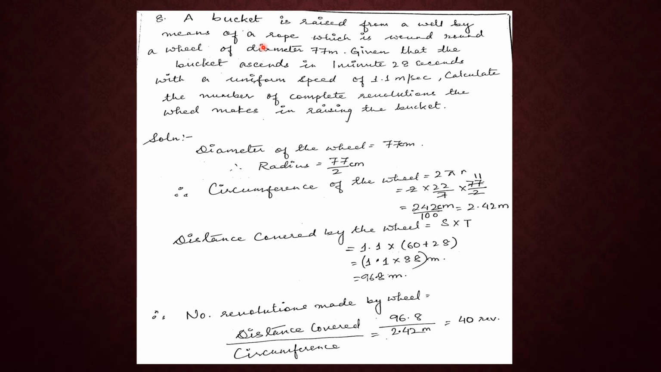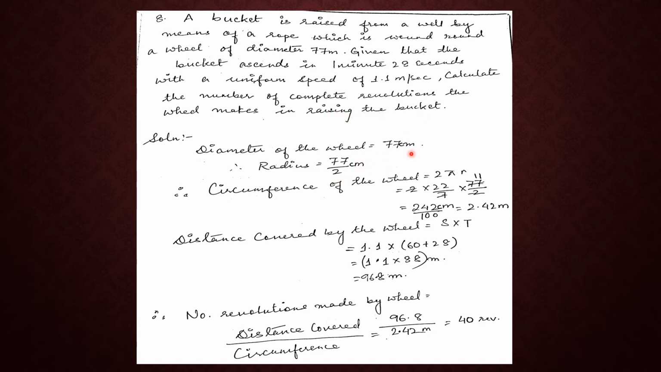Next question is, a bucket is raised from a well by means of a rope which is wound around a wheel of diameter 77 centimeter. Given that the bucket ascends in 1 minute 28 seconds with a uniform speed of 1.1 meter per second, we are asked to calculate the number of complete revolutions that the wheel makes in raising the bucket.